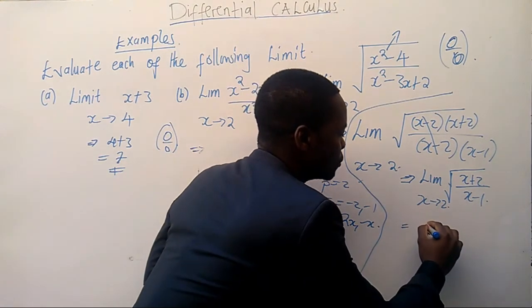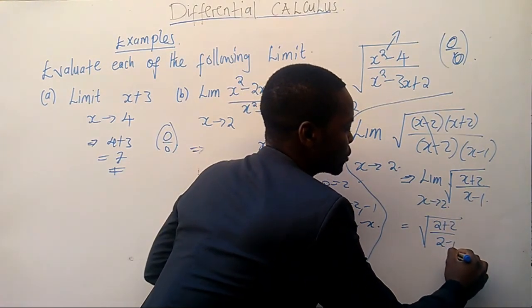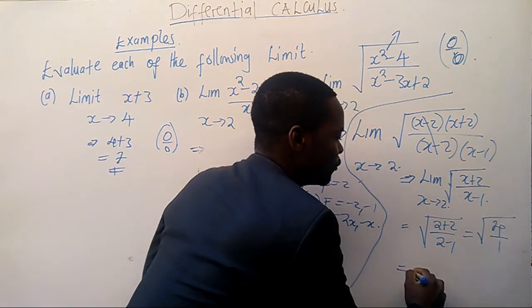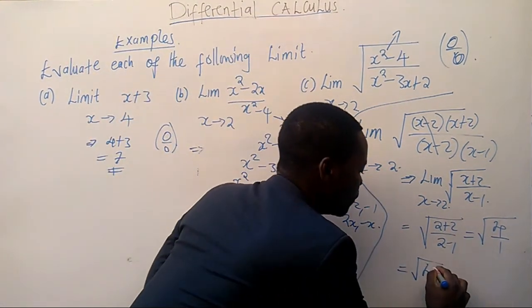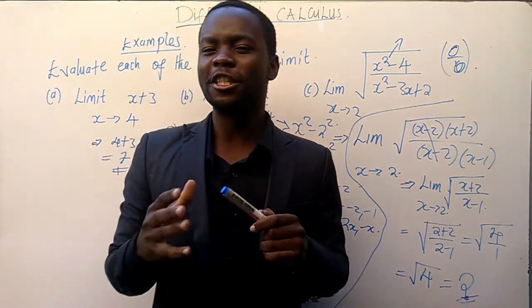So we have the root of 2 plus 2 over 2 minus 1, which is 4 over 1 when you simplify it. So 1 into our numerator 4 is 4, of which the square root of 4 is 2.